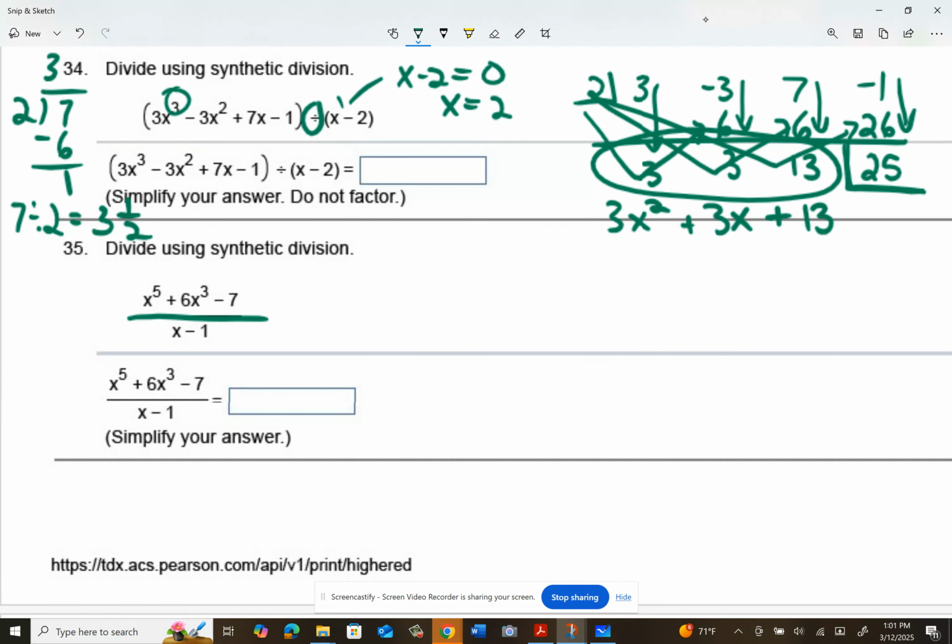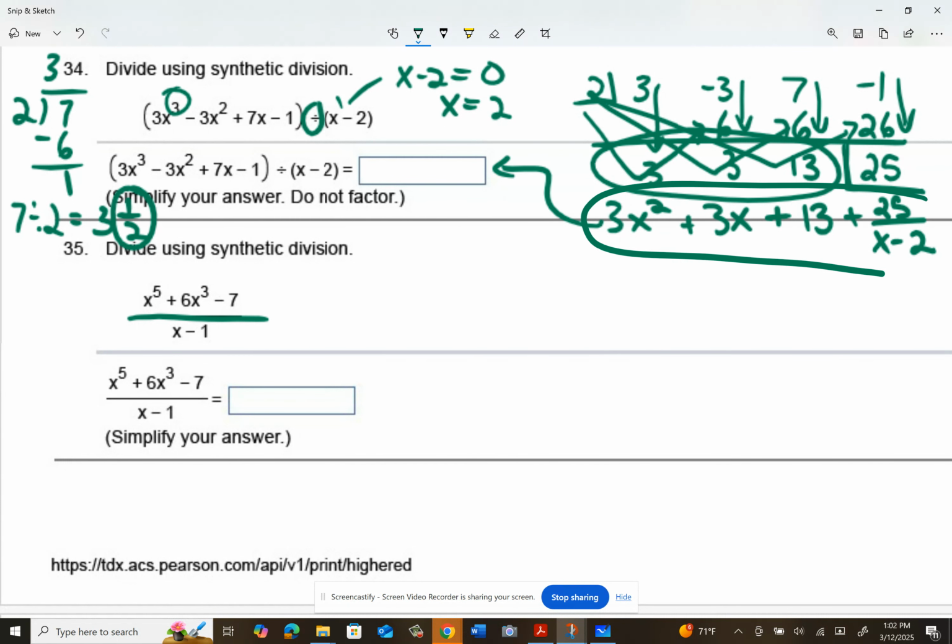So then I'm going to do like we do there. We take the remainder and we put it over our divisor, but your divisor being the x minus 2. So that's what should be written in this box, all of this. Quotient plus remainder over divisor.